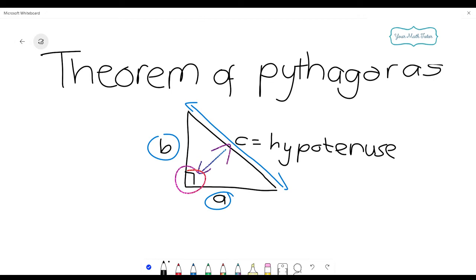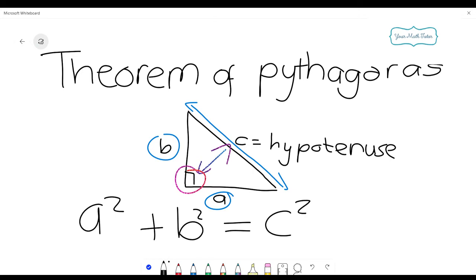So what the theorem of Pythagoras says is that side A squared plus side B squared is always equal to side C, or the hypotenuse, squared. So that is the formula that you need to know to apply the theorem of Pythagoras. It says A squared plus B squared is equal to C squared, or the hypotenuse, squared.